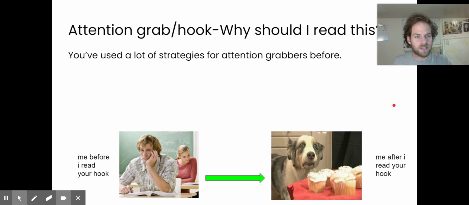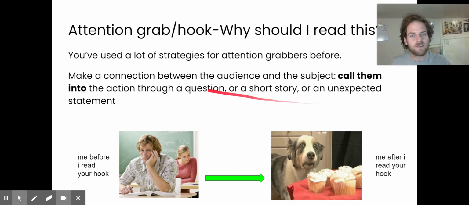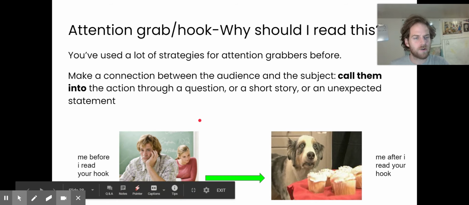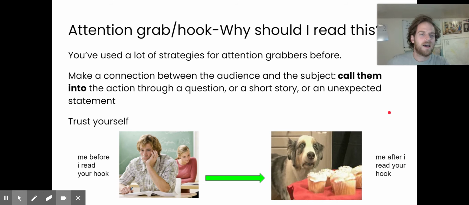You've used a lot of strategies for attention grabbers before. The main thing you're doing is you're making a connection between the audience, in this case me, and the subject, your essay. You want to call them into the action through a question or a short story or an unexpected statement or some connection. Okay? So your hook, which is going to come right before your summary, should be grabbing me from here and turning me into this dog that loves the cupcakes. The hook is not in the rubric because I want you to take risks. I want you to trust yourself. What do you think is going to make someone who picks up your essay say, oh, I need to read this?